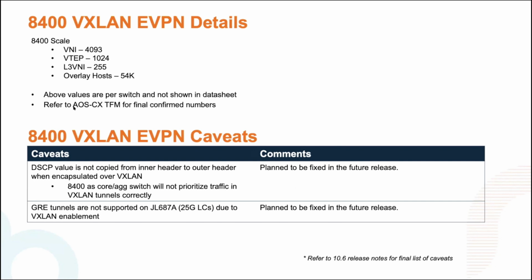There are a couple of caveats with the 8400 VXLAN implementation. One is the DSCP value on the inner packet or the overlay packet will not be honored on the underlay. So the DSCP will not be copied from the inner to outer. What this means for a customer is the traffic will not be prioritized on the underlay as expected. This is a feature we are planning to support in the future, in later releases, but right now we have this caveat. Once the packet is decapsulated, the inner DSCP will get applied based on the next hop, based on the router configurations of the switches. So it's only on the underlay that the DSCP will not be honored.